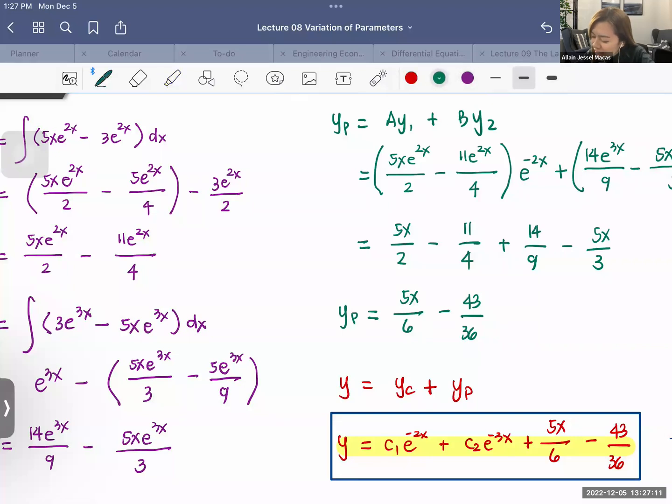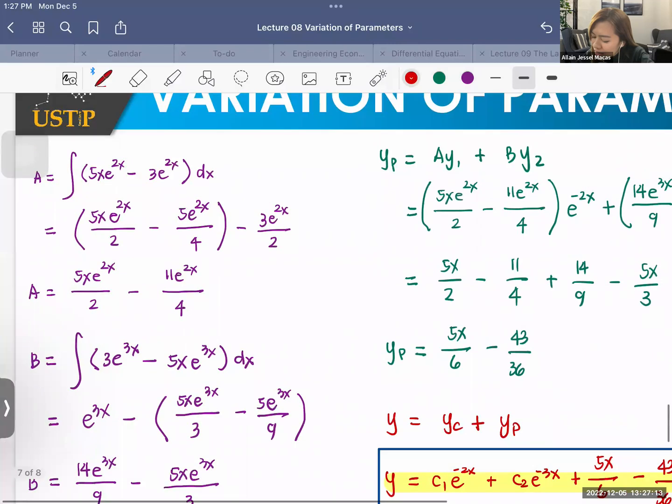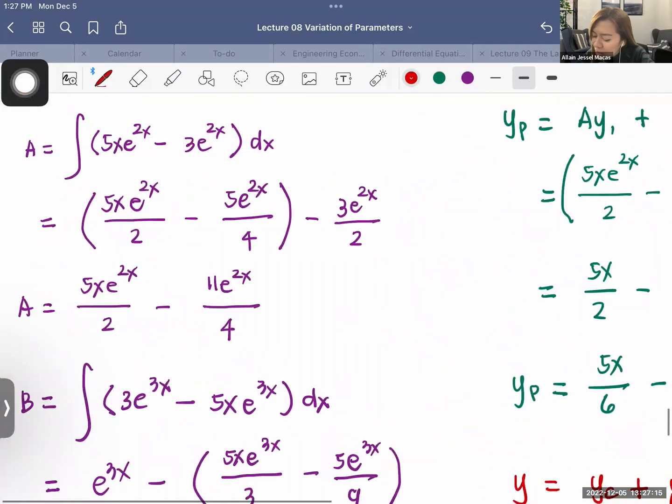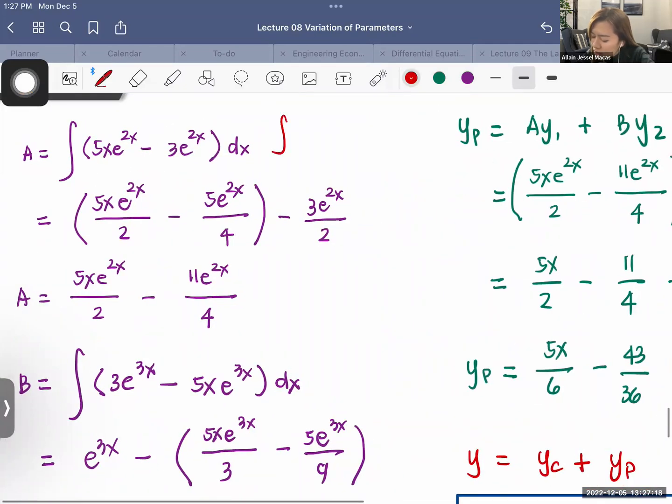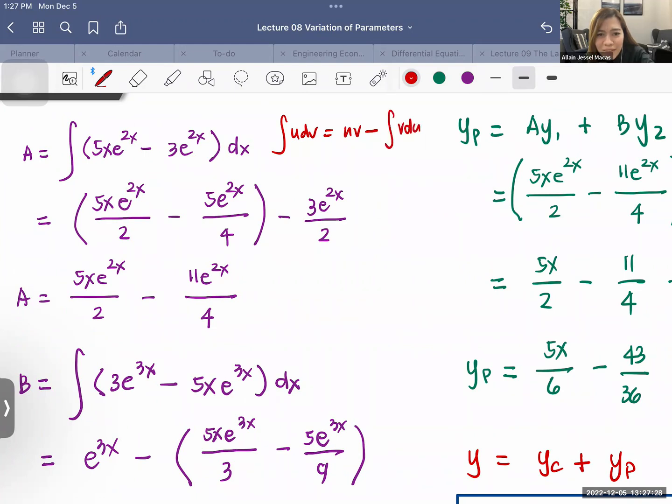Sa inyong balik class, magamit ra ba na siya. If you have integral of u dv, tama ba? That is uv minus integral of v du. Tama ko, class? Sa mga kabalo, pag mag-integration by parts, makaani ka because you have two functions, e to the 2x and x.